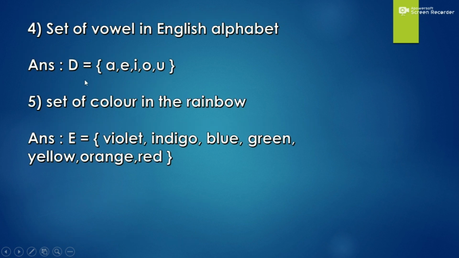Fourth, the set of vowels in the English alphabet. The roster form of this set is D is equal to A, E, I, O, U. Then fifth example: the set of colors in the rainbow. E is equal to violet, indigo, blue, green, yellow, orange and red. These are the colors which are shown by the rainbow.